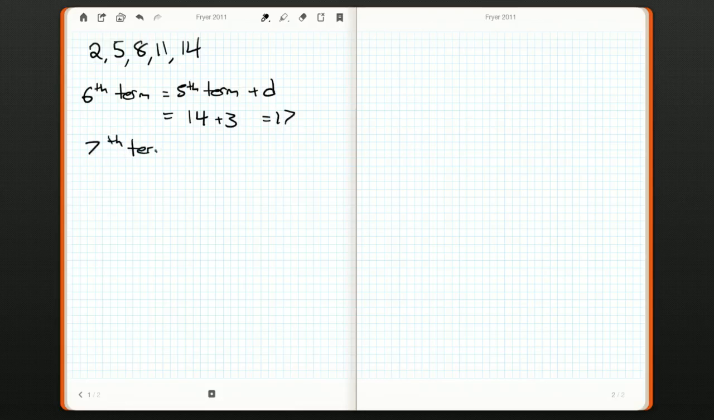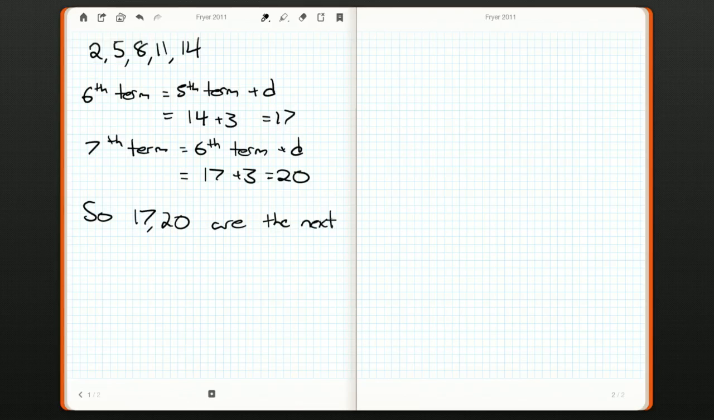The 7th term is the 6th term plus our common difference of d. Well, we just figured out what the 6th term is. That's 17. We add on 3, we get 20. So there are our next 2 terms, 17 and 20.